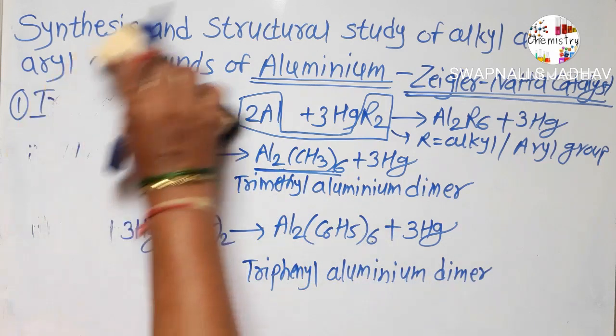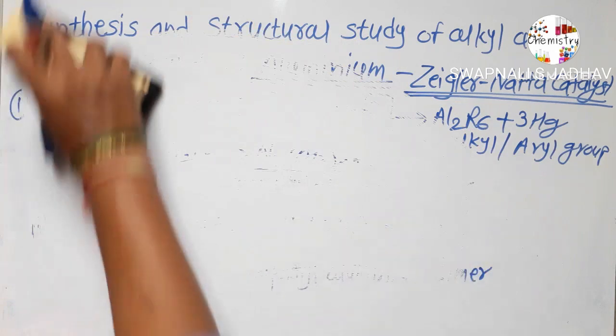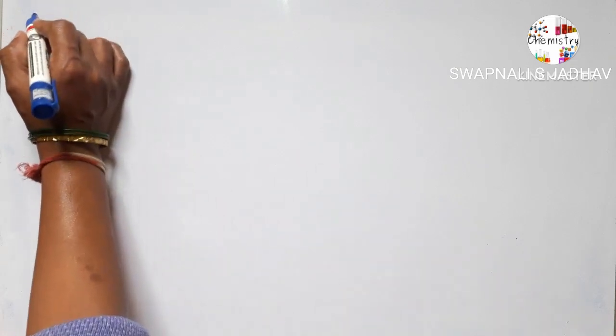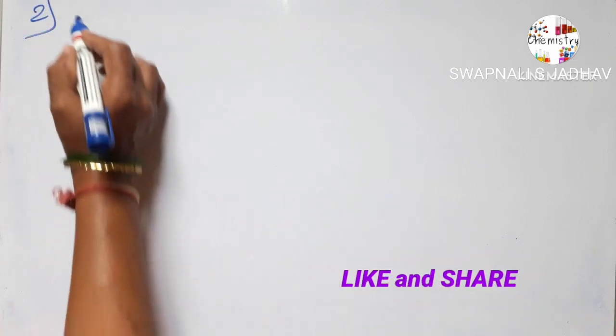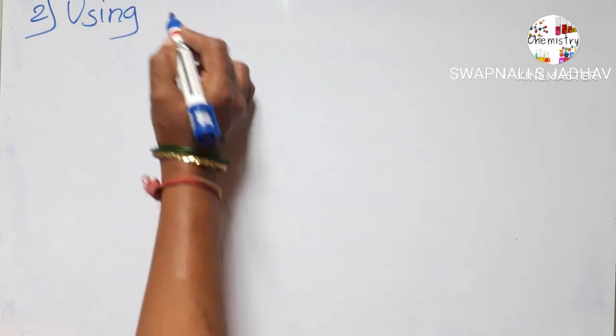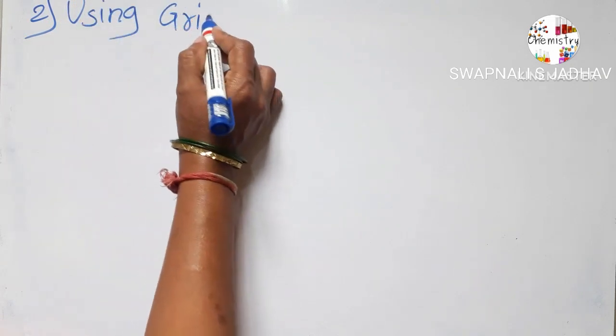Then the next preparation method is by using Grignard reagent. You are well acquainted with the Grignard reagent. What is meant by Grignard reagent? How is it formed? What is the general formula for the Grignard reagent? The second process uses Grignard reagent.